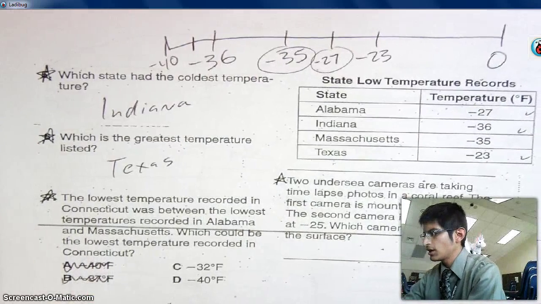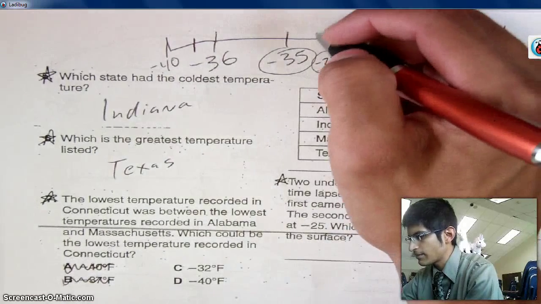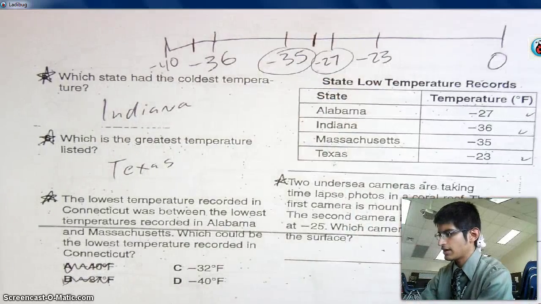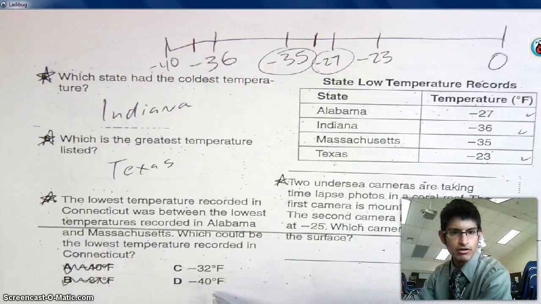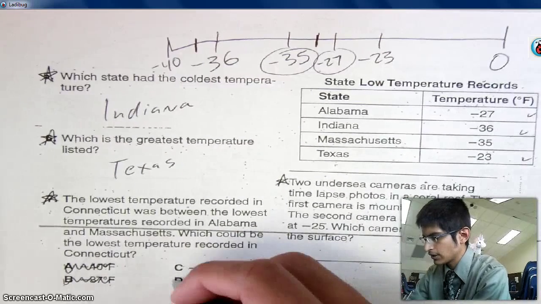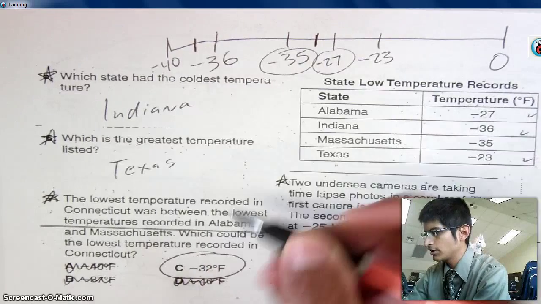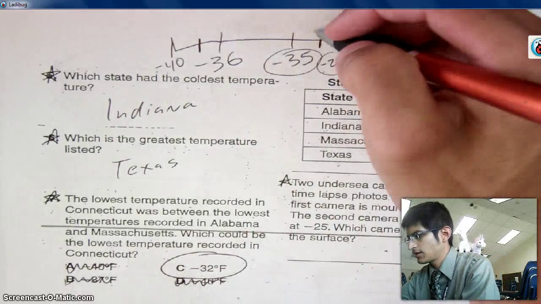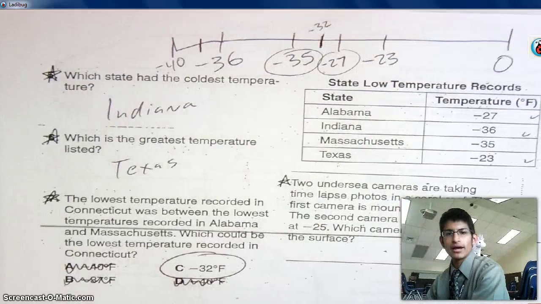Negative 32. That would be past 27. So that would be right about here. That answer looks correct. And then negative 40. They put the same answer on there twice? They sure did. So my answer should be C. It's in the middle, would be right here. It'd be negative 32. All right.